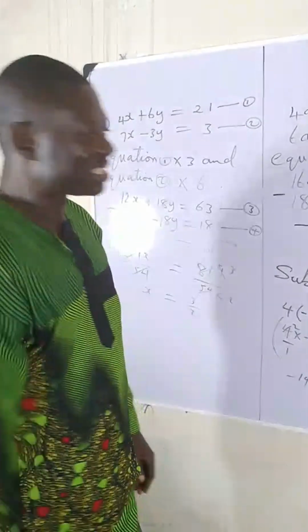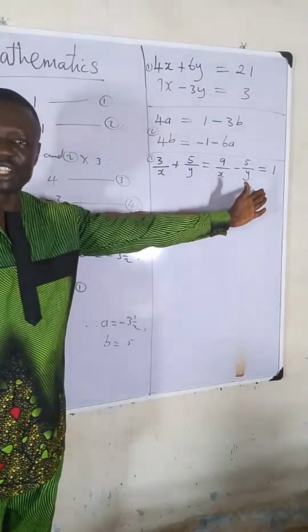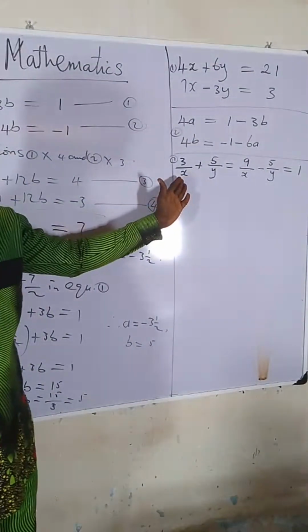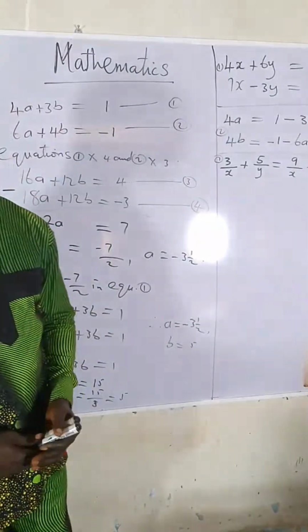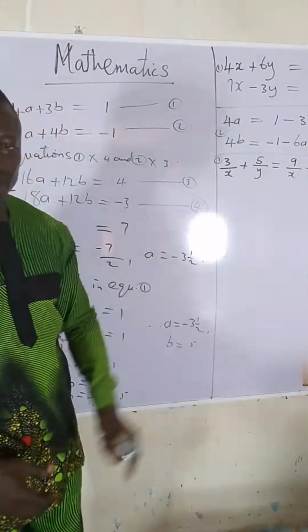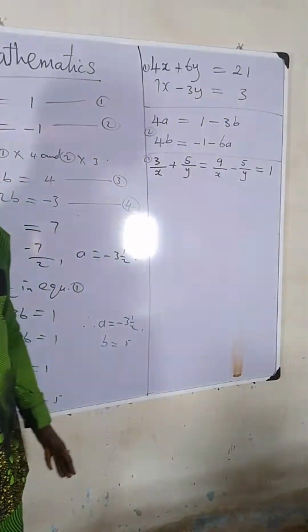In our next class, we are going to solve simultaneous equations with unknown in denominator. That is that number 3 there. And please, as we always want our students, our learners to work ahead of us, we are encouraging you to try this for that class.